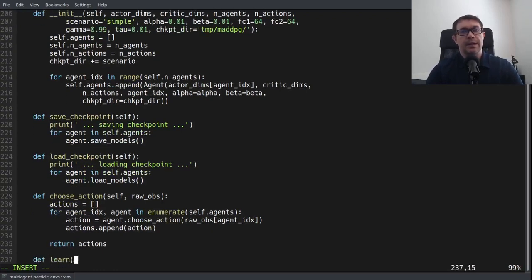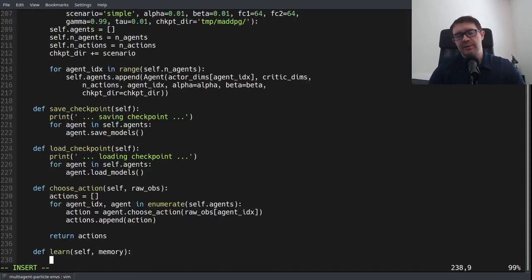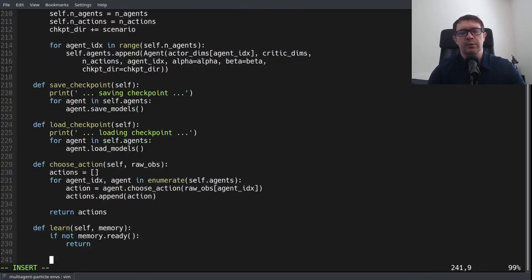Okay, now we need our function to learn, and we have to pass in the memory because the memory will be a global replay memory buffer that doesn't live in the MADDPG class. Now you could put it here and then just have it be a member variable of your MADDPG class, but I just decided to keep it as a separate entity. So if our memory isn't ready, then return. So we don't want to perform learning before we've filled up the 1024 batch size of our memories.